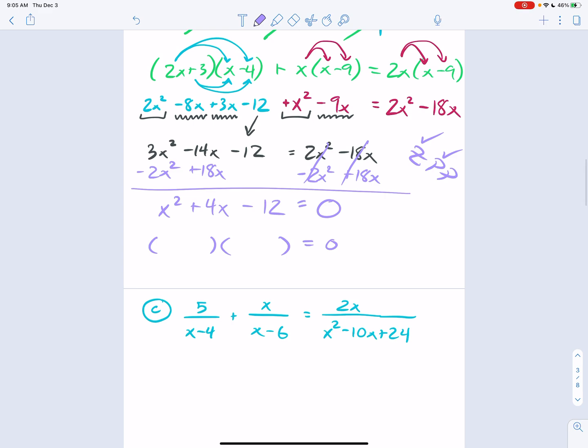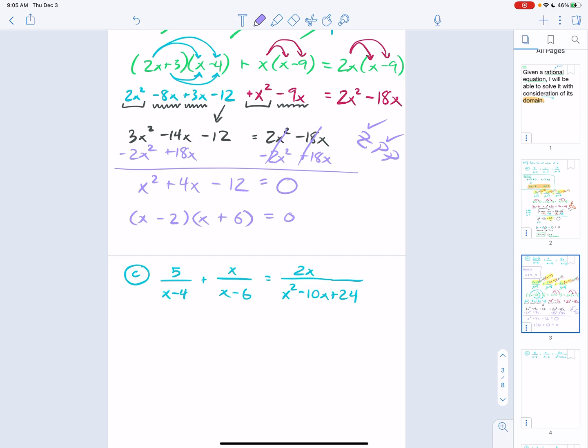Okay, so it should be x and x. And here you could either use 1 and 12. You could use 6 and 2. You could use 4 and 3. But 6 and 2 would probably work because you're trying to get 4. Now remember, the constant is negative, so you're going to have different signs, okay? So I'm going to put the plus here and the minus here. Let me go ahead and add another page here so we have more space.